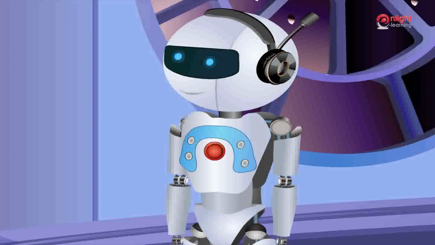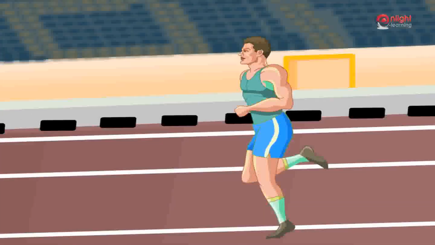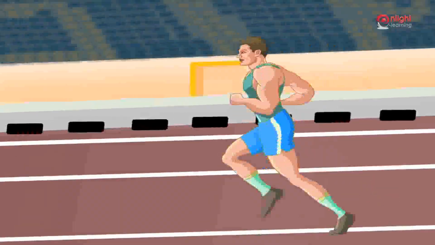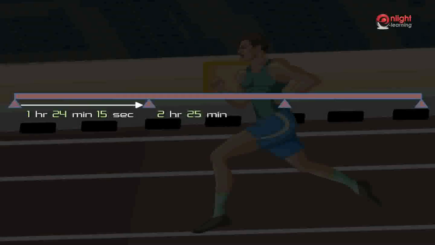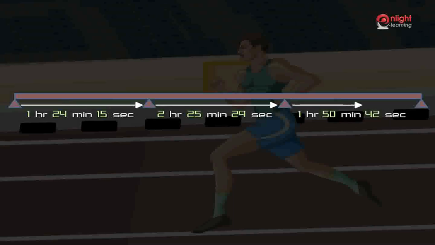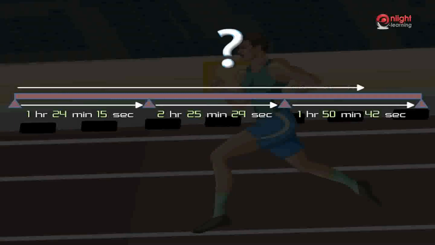Consider the following problem. An athlete in preparation for a marathon runs along a racetrack. There are 3 checkpoints along the racetrack. If the athlete takes a time of 1 hour 24 minutes 15 seconds to reach the first checkpoint, 2 hours 25 minutes 29 seconds to reach the second checkpoint from the first checkpoint, and 1 hour 50 minutes 42 seconds to reach the third checkpoint from the second checkpoint, find the time taken by the athlete to reach the third checkpoint from the starting point.